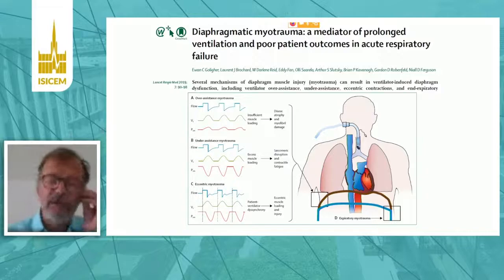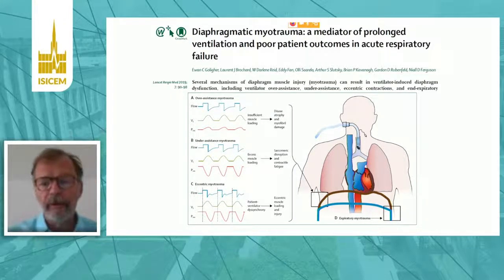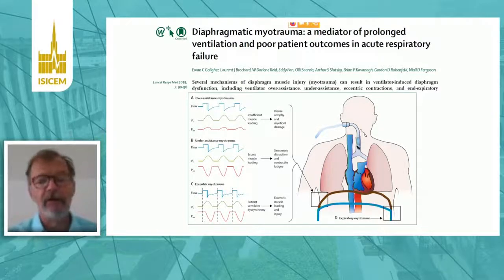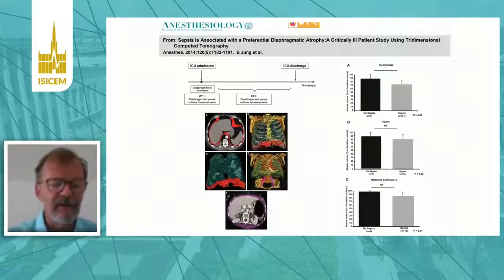At the opposite, you may have under-assistance myotrauma, which means you don't give enough assistance and do not unload the muscle enough. Or you have also this case associated with some asynchrony like eccentric myotrauma, which I discussed in another presentation on reverse triggering, for instance. And we have many studies showing that the respiratory muscles are more susceptible to damage, injury, and atrophy than other muscles.